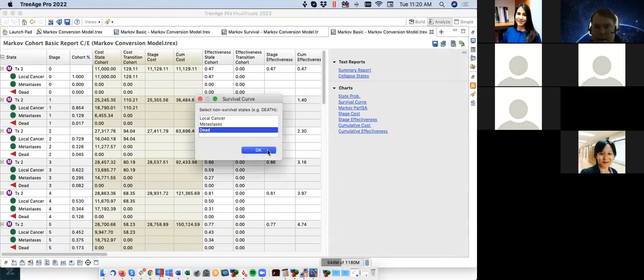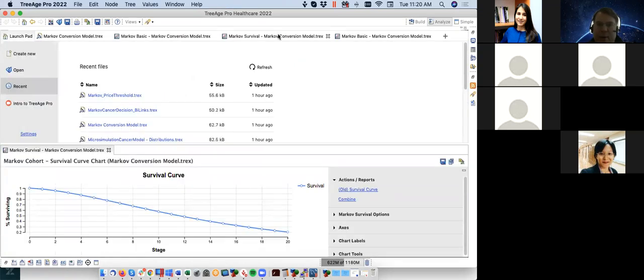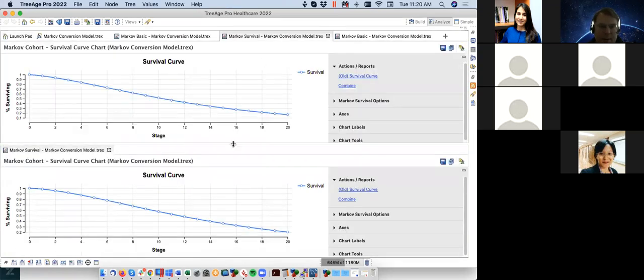There's the one dead state. But essentially what I was never able to do is see the survival of the two strategies in the same graph. Like, don't make me export it to Excel and do all that work myself. So I think this is the first strategy and this is the second strategy.